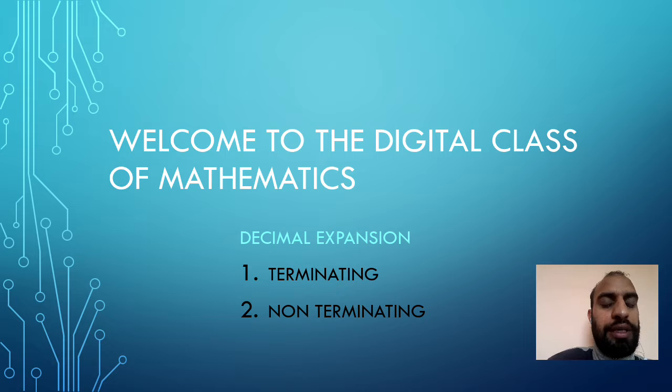As you all know, for the last 2-3 classes we have been discussing rational and irrational numbers, and we also discussed terminating and non-terminating decimal expansions. So today we are going to start in detail the decimal expansion in the case of terminating and non-terminating. Terminating means where your remainder is 0, and non-terminating means when the remainder never becomes 0. So let's take a detailed study now.